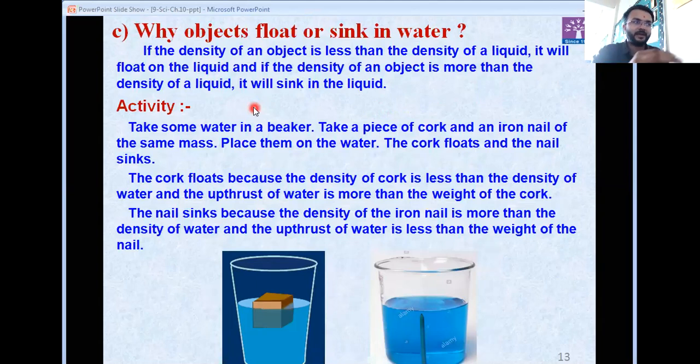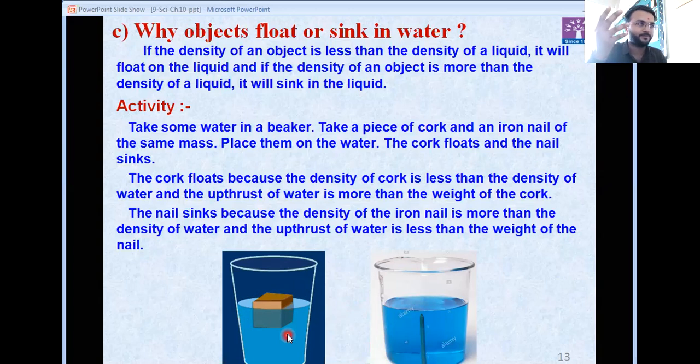For example, the iron nail weight is 10 gram and this wooden block weight is also 10 gram. So we can say mass is almost the same, 10 gram, but volume is different. Iron nail has very less surface area, whereas the wooden block has more surface area. It is wider than the iron nail. So the more the surface area, means the denominator we have increased, so the density is less, and a less dense object will float. Dear students, definitely here the density of that particular object must be less than the density of water, then and only it will float.